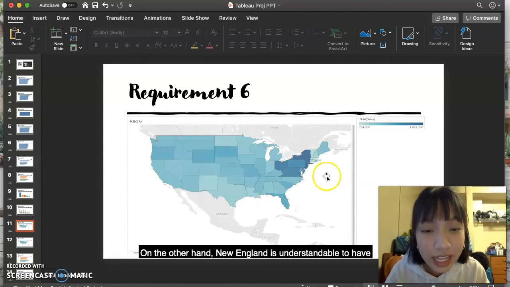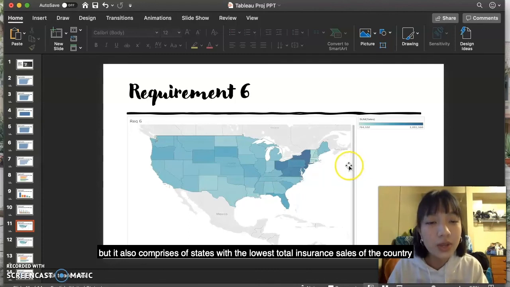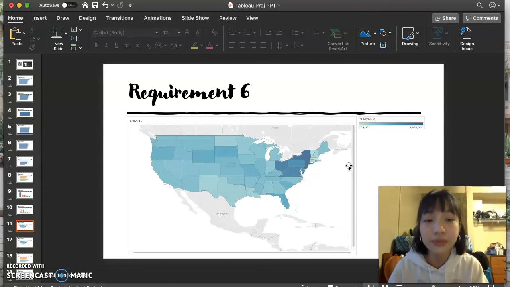On the other hand, New England understandably has the lowest total insurance sales, as not only does it take up the smallest area of the country, but it also comprises states with the lowest total insurance sales in the country, such as Massachusetts, Vermont, and Connecticut, and so on.